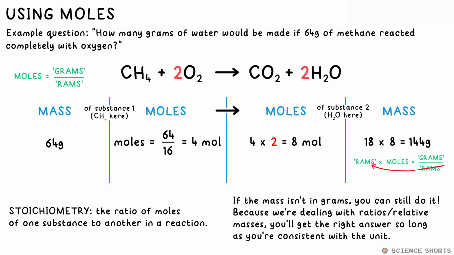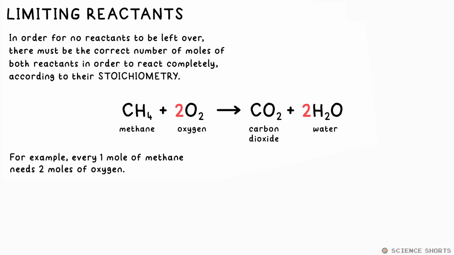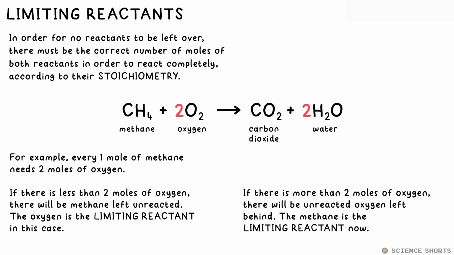You could also be given the mass in kilograms or even tons. The great thing is that because this is all relative, we could just put those masses into our equation instead of grams, and so long as you stick with that unit for the whole question, you'll still end up with the right answer at the end. We can also use moles to predict how much of a reactant we would need in a reaction. As you can see, we need 2 moles of oxygen to every 1 mole of methane. If we had that 1 mole of methane but only 1 mole of oxygen, well, that means that not all of the methane would react. Some would be left behind.